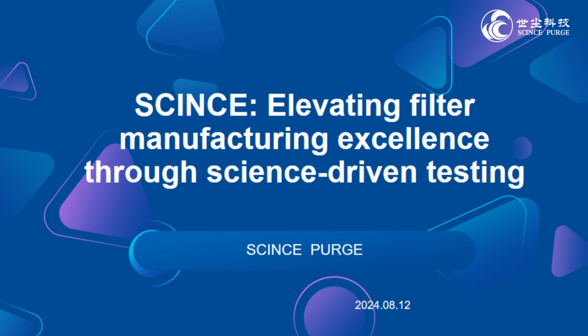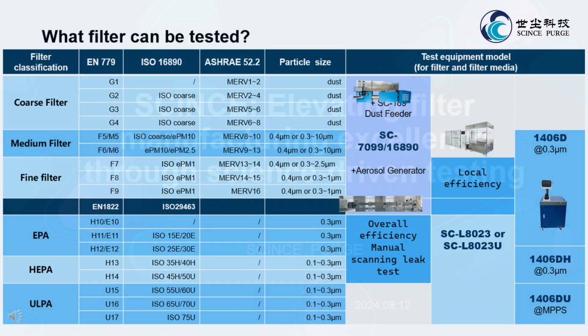Filter types and testing equipment. This table outlines the levels of HEPA filters and general ventilation filters along with relevant standards. Standards and filter types: EN 1822 and ISO 29463. These standards are for HEPA/ULPA filters, typically using aerosols as the testing medium.